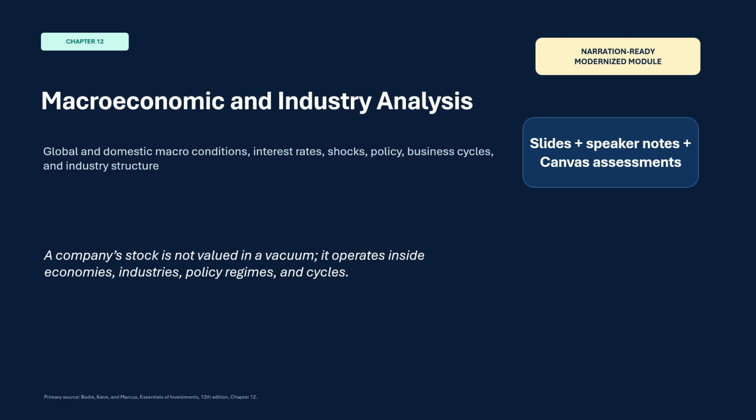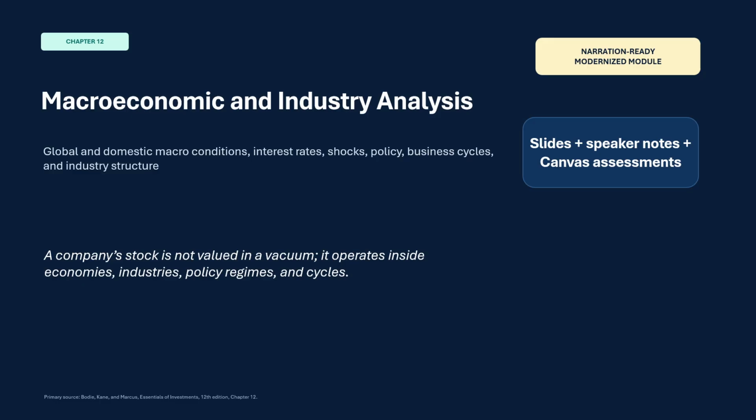Growth affects demand, inflation affects costs, pricing power, and interest rates. Monetary policy changes financing conditions. Fiscal policy can support or crowd out private activity. Exchange rates can help exporters, hurt importers, and change the dollar value of foreign earnings. Industry structure then determines which companies can pass through costs, protect margins, or survive a downturn.